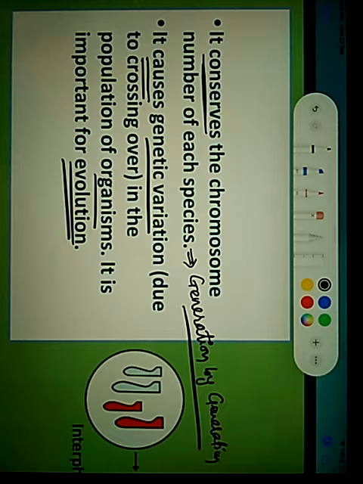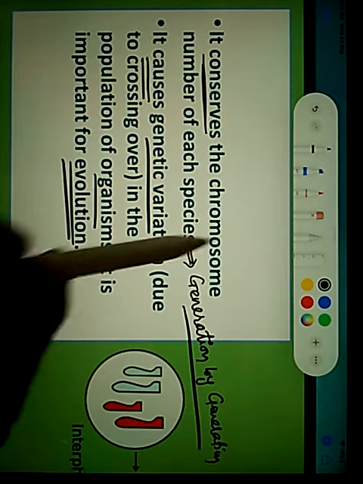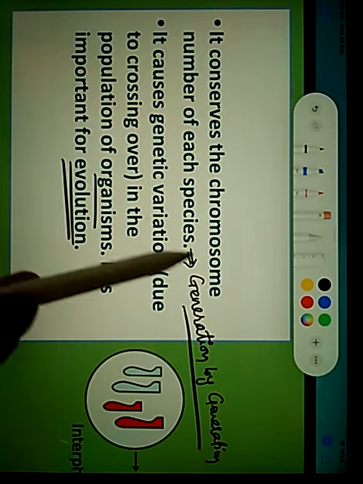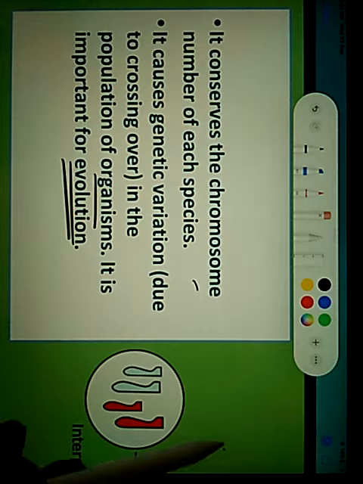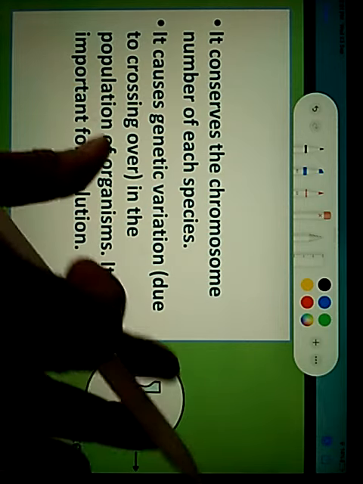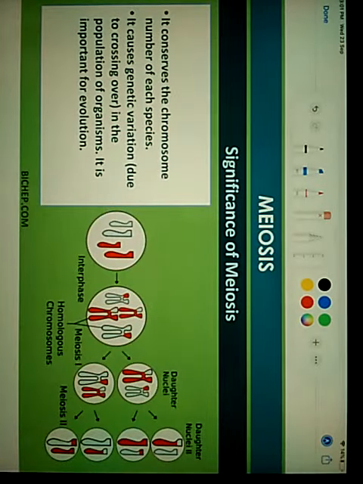So as and when they require a change in their character, that variation can be produced easily by this crossing over. So this is the significance proving the process of evolution. So evolution is a result of meiosis. So that's another significance we are getting from the meiosis process, right? So please take a screenshot of this slide.